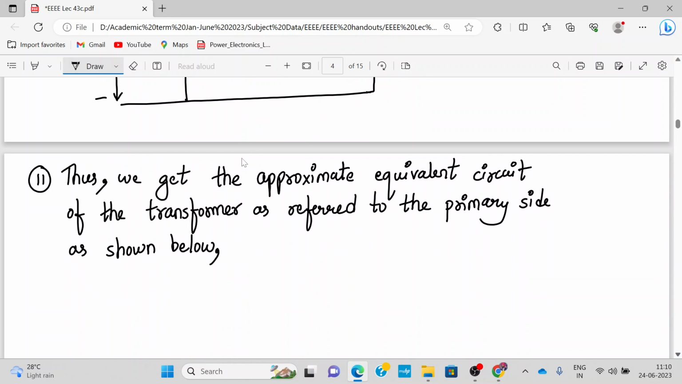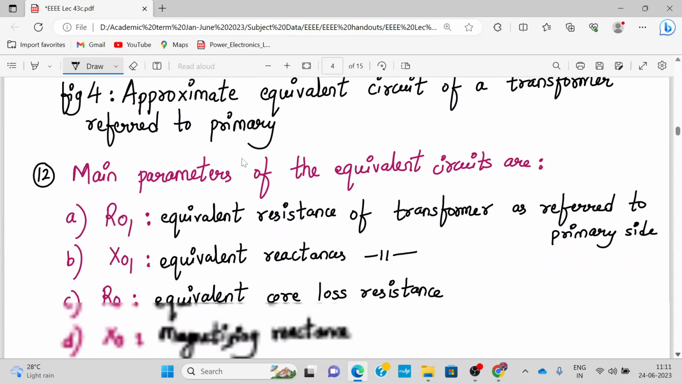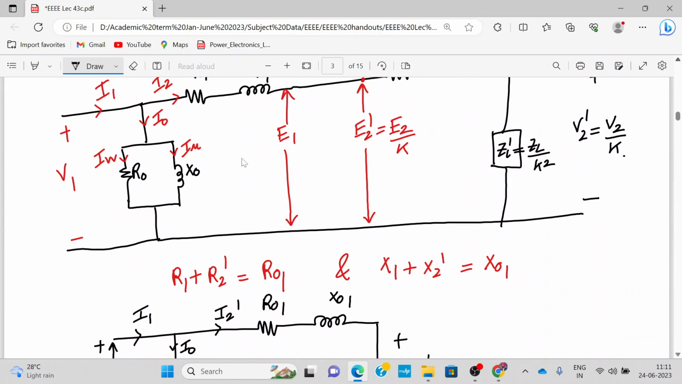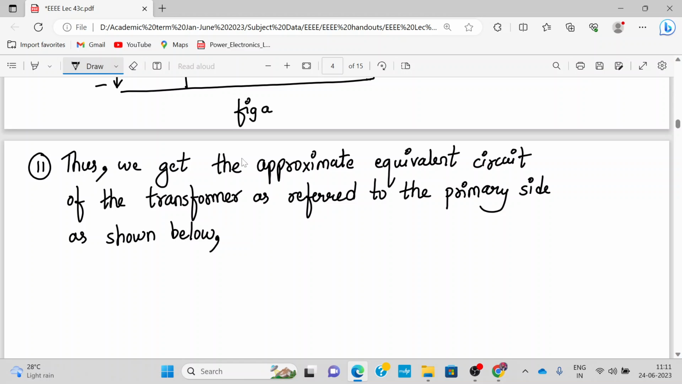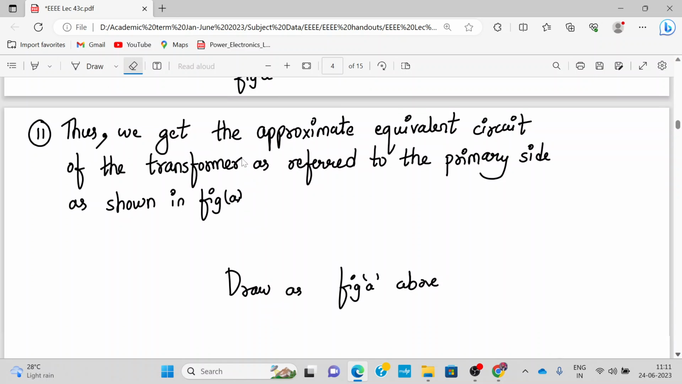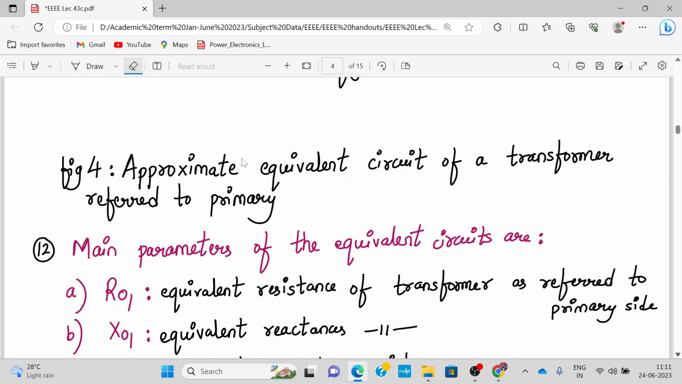Okay. So this is the equivalent circuit of the transformer. Actually, we have drawn it above only. So this is figure number, let's say A. As shown in figure A, we have drawn it above. Okay, so you have already drawn it. That's nice. This is the approximate equivalent circuit of the transformer as referred to the primary side.